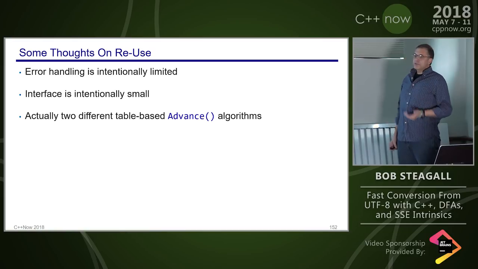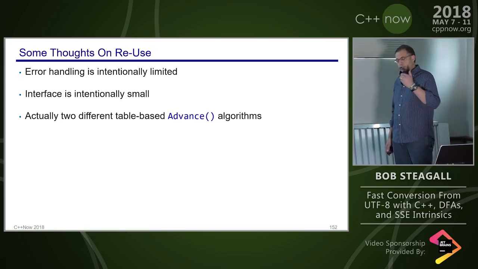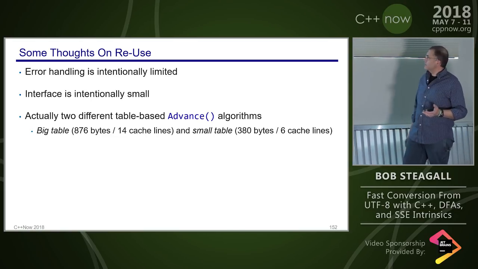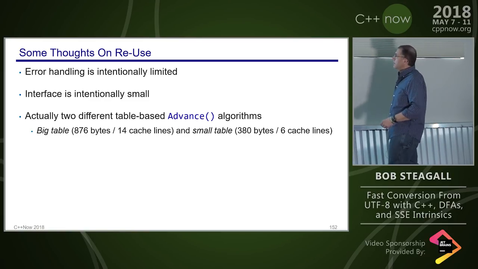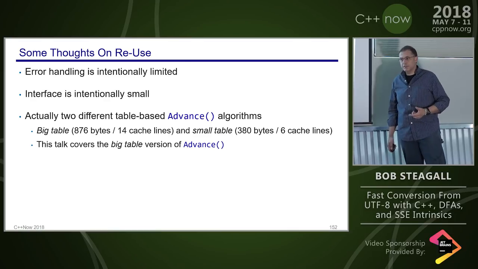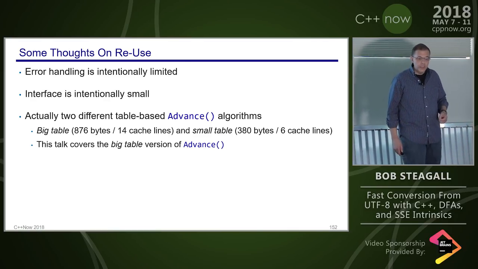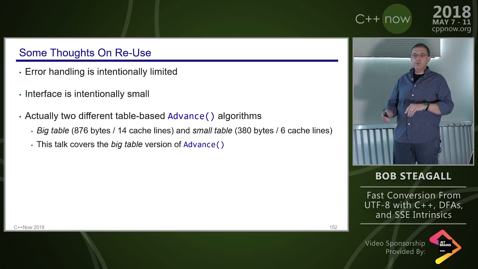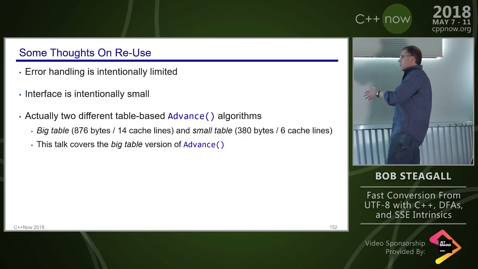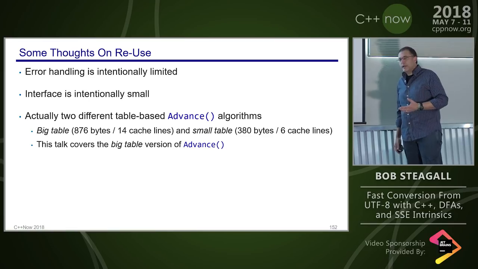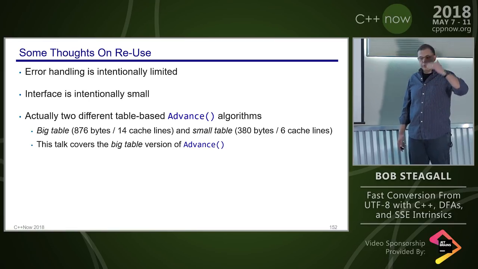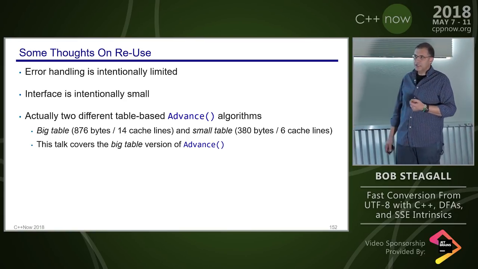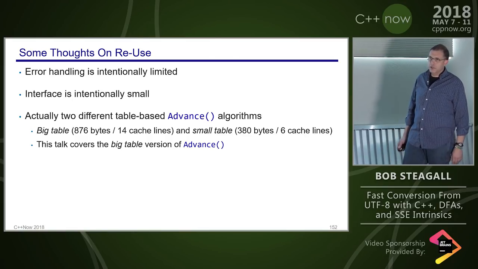There are actually two different table-based advance algorithms, the function that advances through the DFA. There's the big table approach, which is the one that we discussed today, which takes 14 cache lines of data. And there's the small table approach, which only requires 6 cache lines of data. The difference between the two deals with how that first byte is handled. In the big table approach, I'm using a table to decide what to do with the first byte. In the small table approach, I'm treating that byte very similarly to the way that I would in a traditional decoder. So there's actually more bitwise operations going on there, and it is slightly slower than the big table approach, typically 4 to 5% slower.